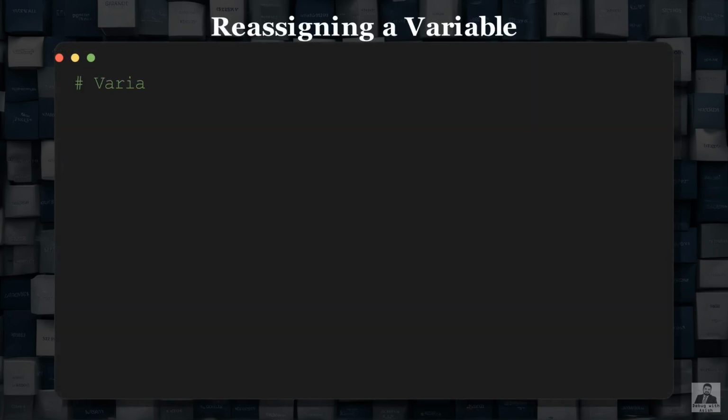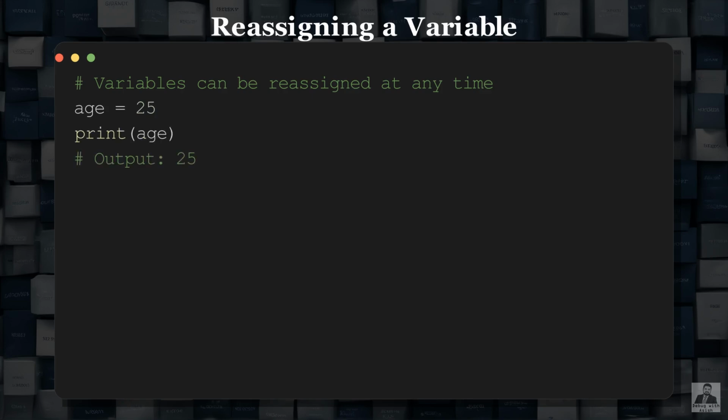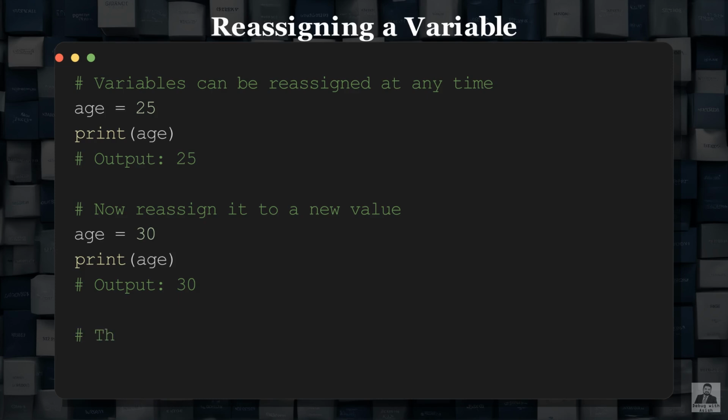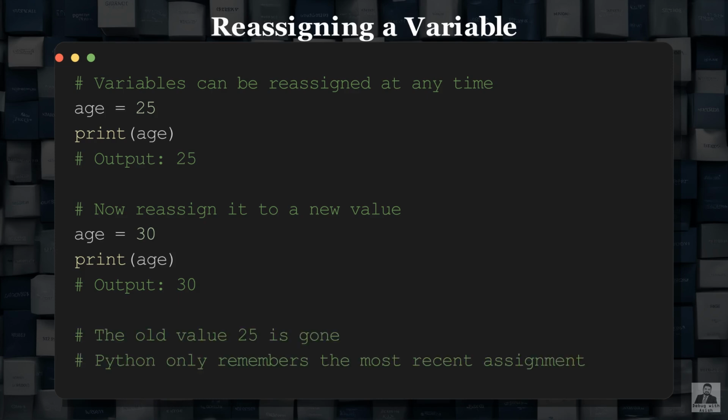A variable is not locked to its first value. You can reassign it at any point in your program. Here, we first store 25 in age and print it. Then we reassign age to 30 and print it again. Python outputs 30. The old value 25 is gone. Python only keeps the most recent assignment in memory.